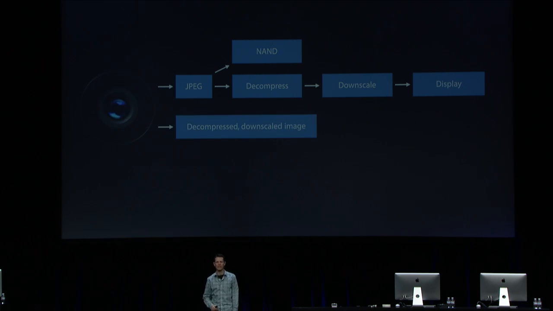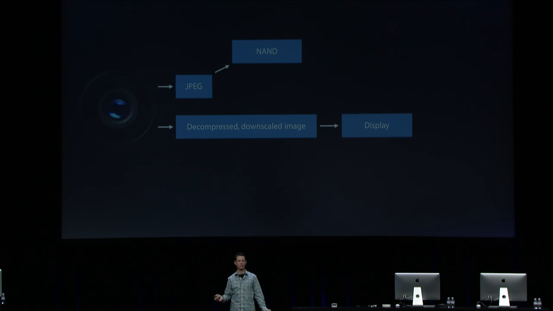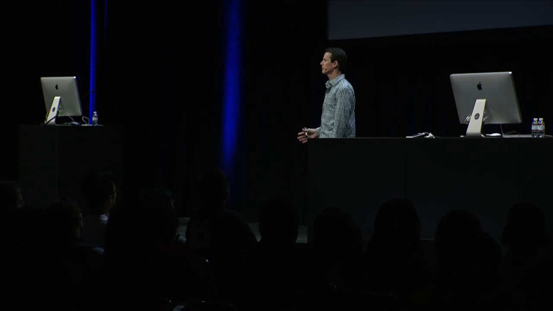Nicer would be to get both the high-quality JPEG for storage and, if the camera could give you a smaller version of it directly from the camera, not decompressed from the JPEG, then you could skip all those steps and go straight to display with the preview image. And this is exactly the workflow that we support in AVCapturePhotoOutput. The delegate callback can deliver a preview image along with the processed or raw image.